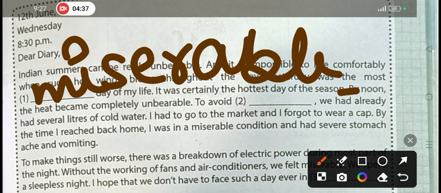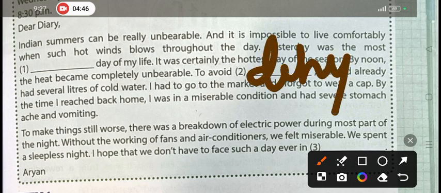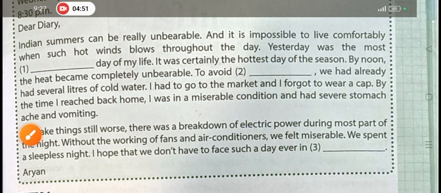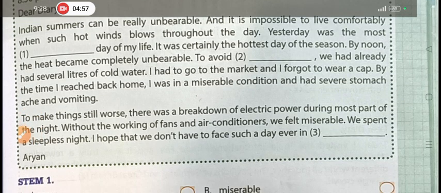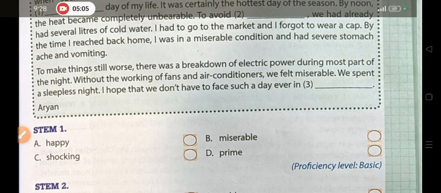To avoid dehydration, because in such weather there is a lot of dehydration, so we will write here dehydration, D-E-H-Y-D-R-A-T-I-O-N. You are supposed to put that particular word in the blank. To avoid dehydration, we had already had several liters of cold water. I had to go to the market and I forgot to wear a cap. In this season, wearing a cap is very, very important. By the time I reached back home, I was in a miserable condition and had severe stomach ache and vomiting.